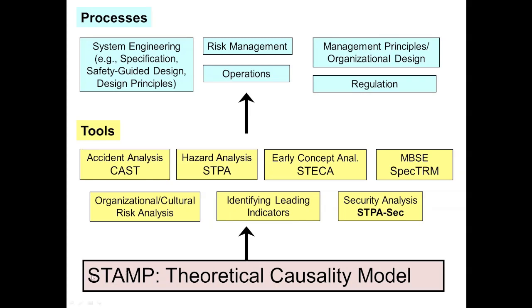STAMP is just a theoretical causality model. It isn't a tool itself. It's not a methodology. It's a model of how we think about how accidents are caused. But we can build a lot of tools on it, and we have, and then we can take those tools and put them together into processes. So we have an accident analysis tool that's been developed called CAST.